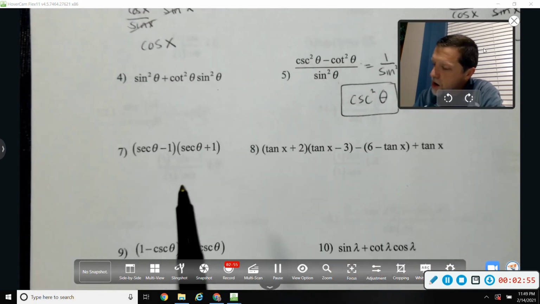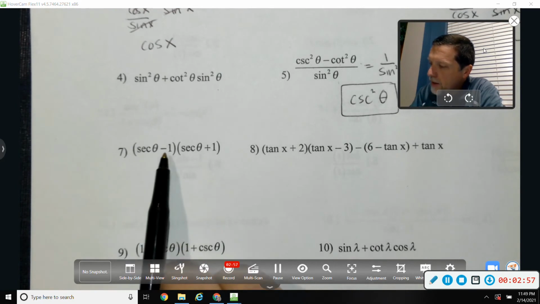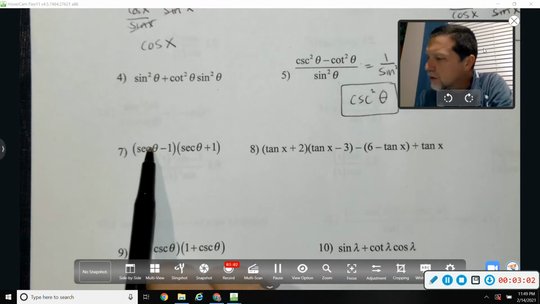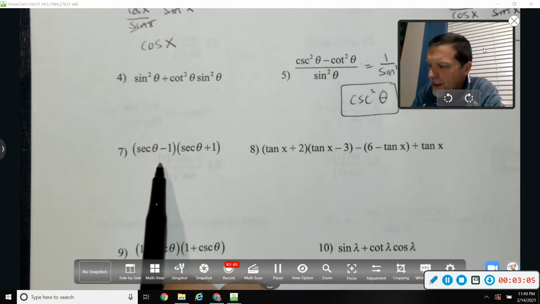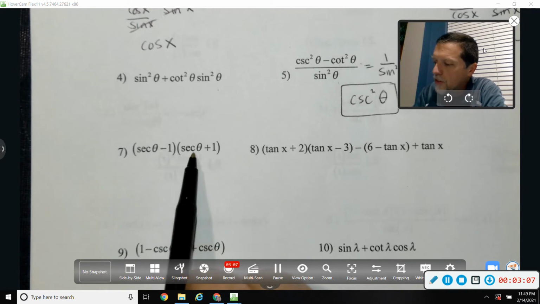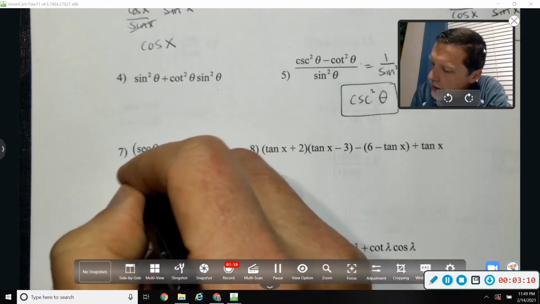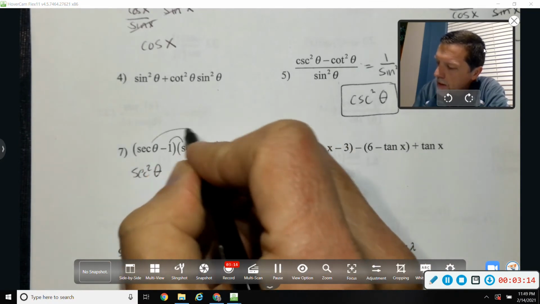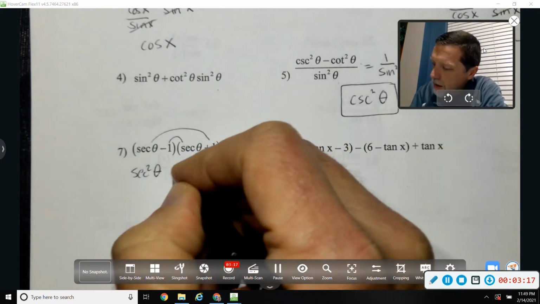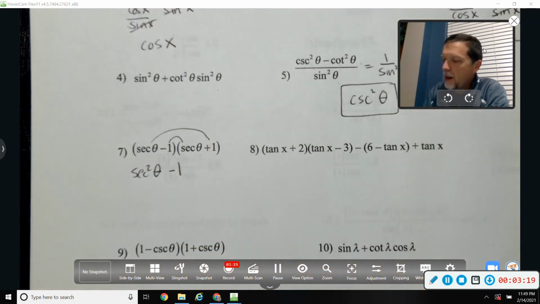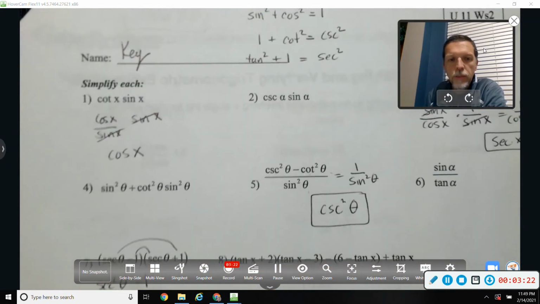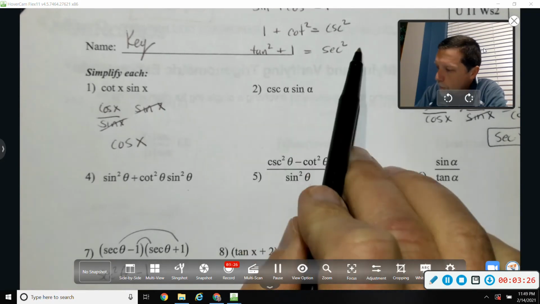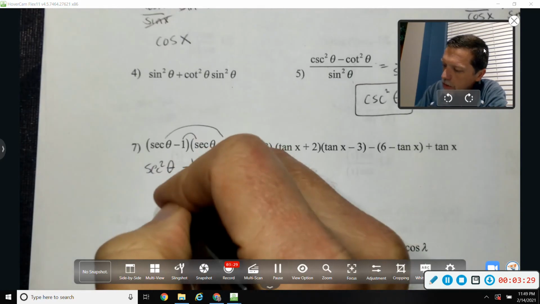Number 7. Secant minus 1. Well, that's not a Pythagorean identity because nothing's squared. So it's close to being one, but it's not because it's not squared. So let's do algebra first. Let's FOIL this. So secant squared theta, and then minus secant plus secant will go away. Minus 1, and that looks like a Pythagorean identity, so I peek up toward the top, and if I move the 1 over, secant squared minus 1 is equal to tangent squared.